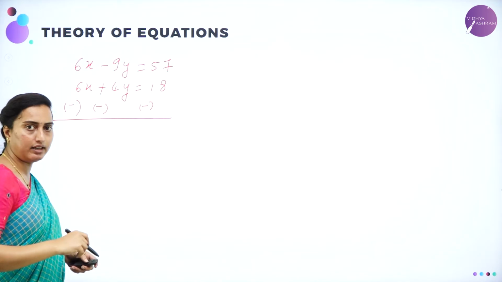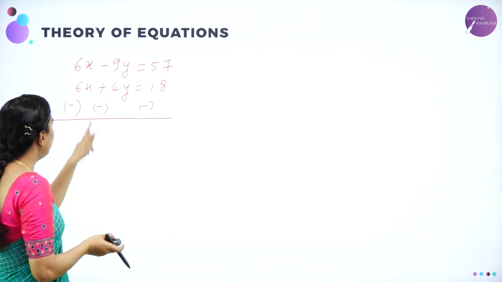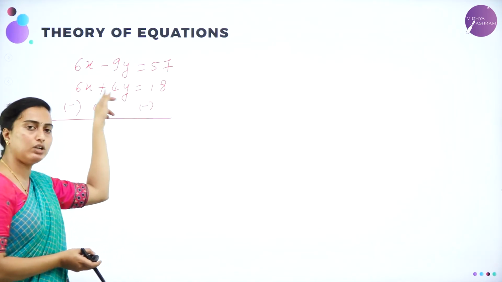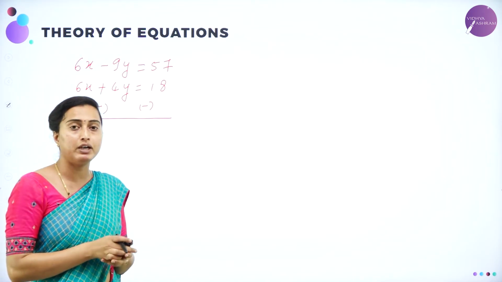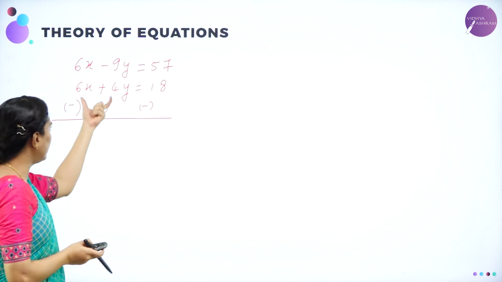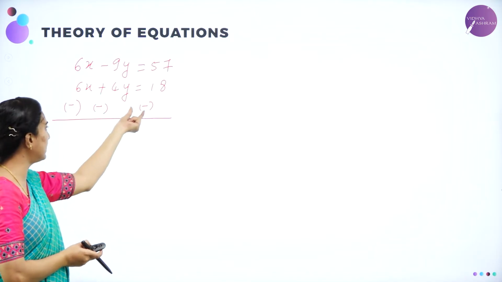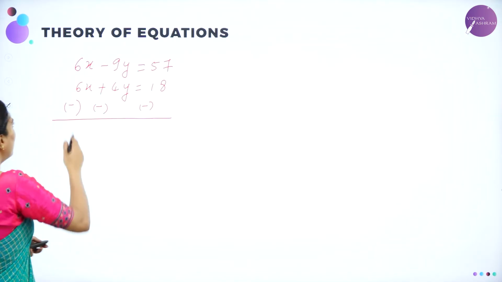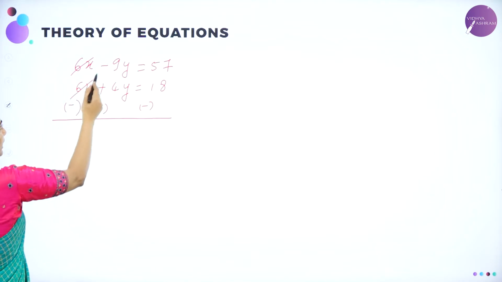Now subtracting. Addition means same. If it is plus, plus only. If it is minus, minus only. Depending on what I have written in the below equation, you are going to decide the signs of that equation. Got it? Now plus 6x minus 6x will get cancelled.